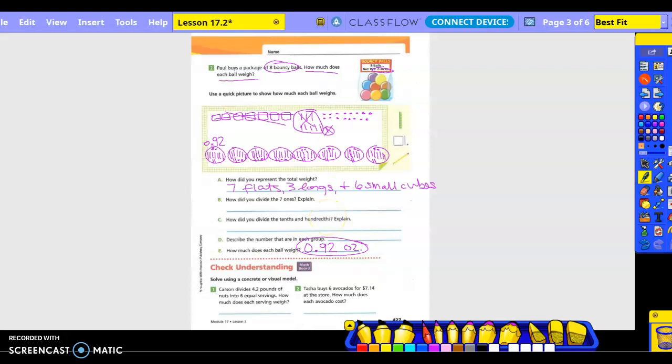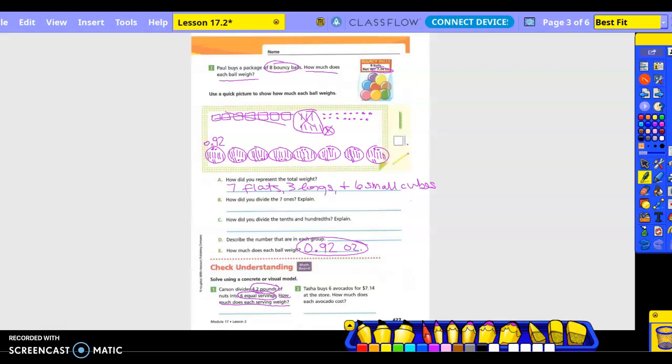All right, check understanding. Solve using a concrete or visual model. Number 1, Carson divides 4 and 2/10 pounds of nuts into 6 equal servings. How much does each serving weigh? So our total weight is what, guys? 4 and 2/10. We want it divided by 6. And then how much does each serving weigh?